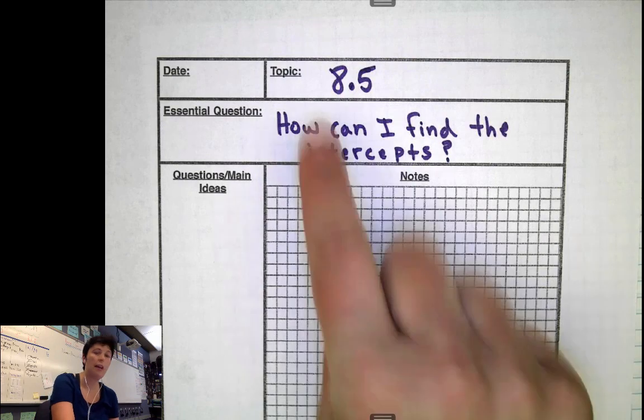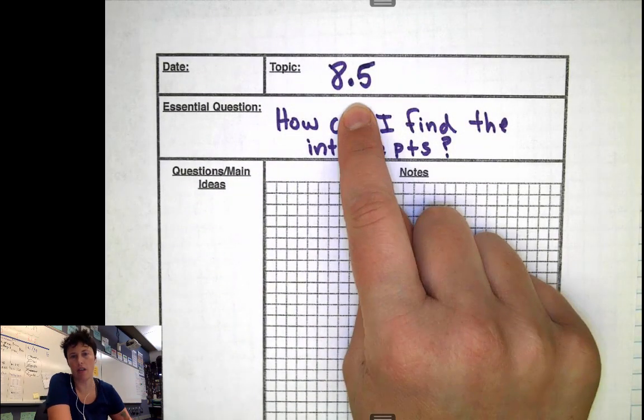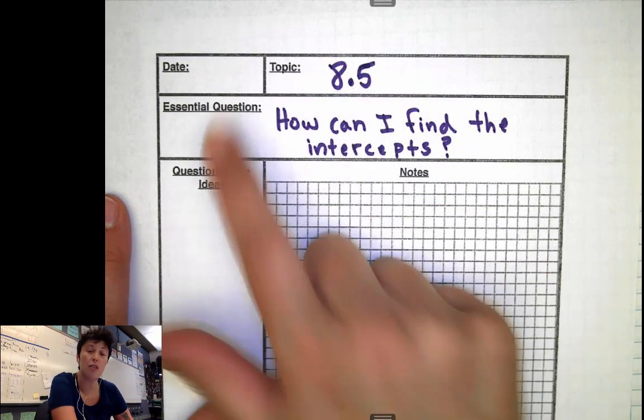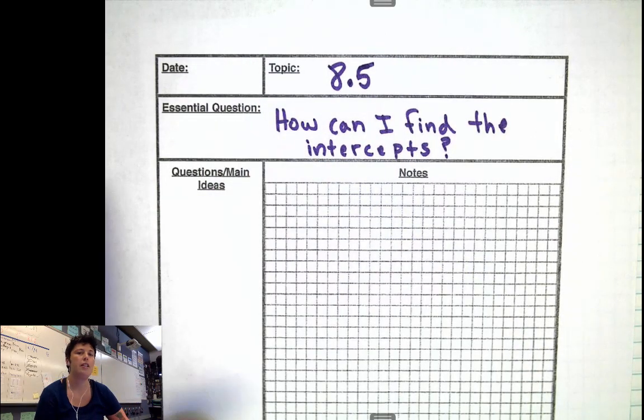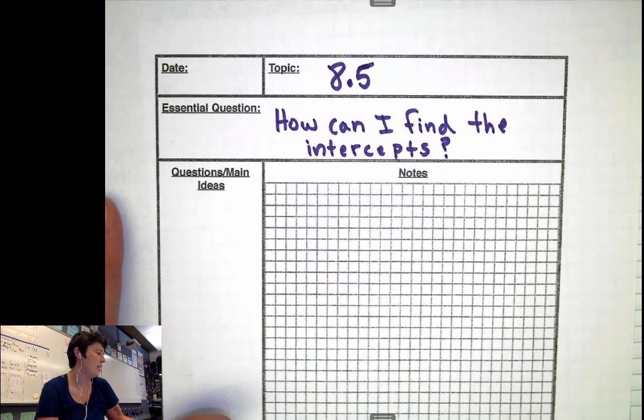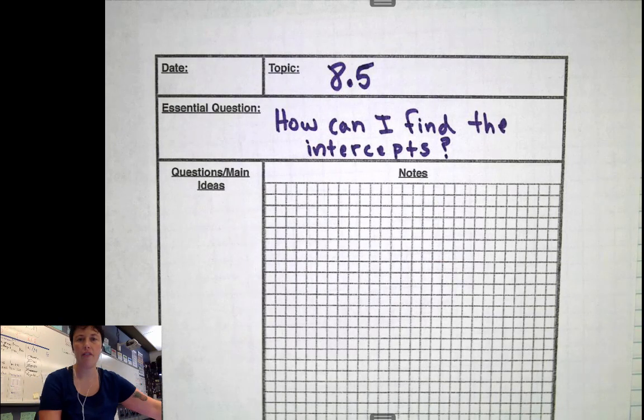So the topic is 8.5, assuming you're using the book we are in class, and you can date your notes today. We are going to talk about how can I find the intercepts. So that is our essential question today. How can I find the intercepts?